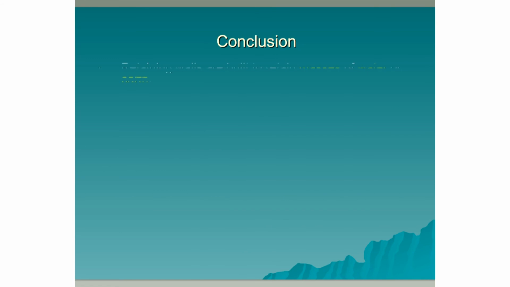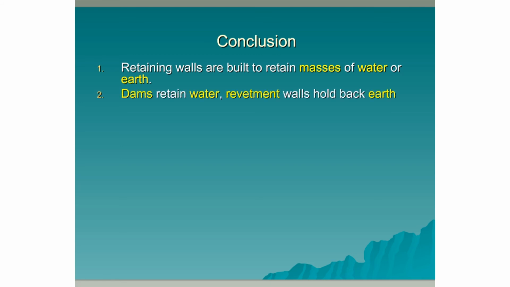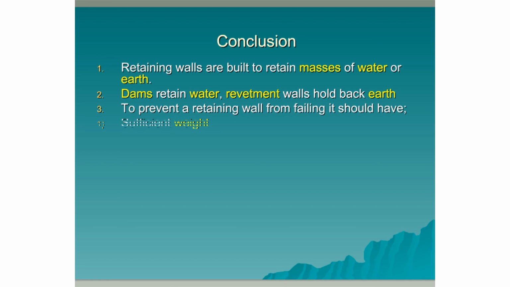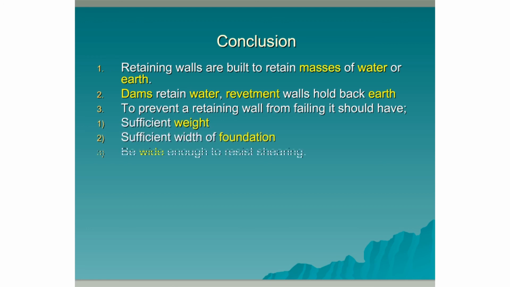Conclusion. Retaining walls are built to retain masses of water or earth. Dams retain water, revetment walls hold back earth. To prevent a retaining wall from failing, it should have sufficient weight, sufficient width of foundation, and be wide enough to resist shearing at any level.